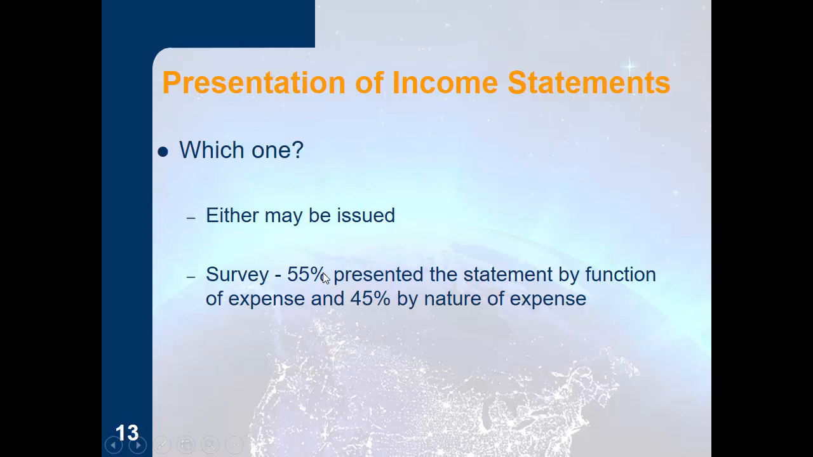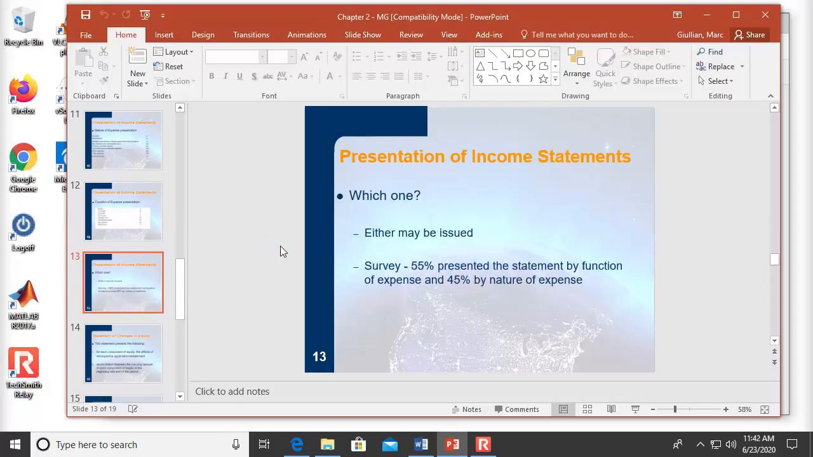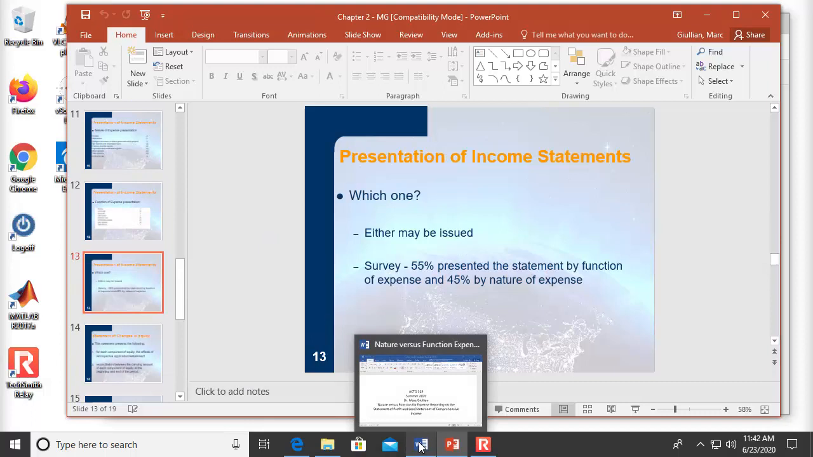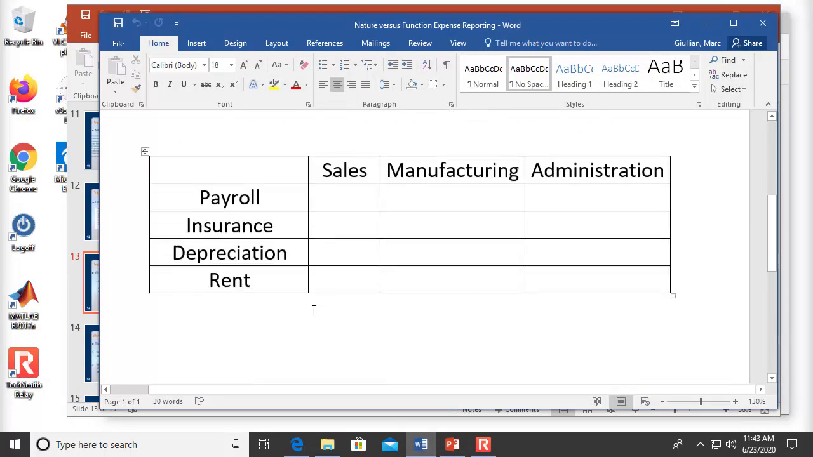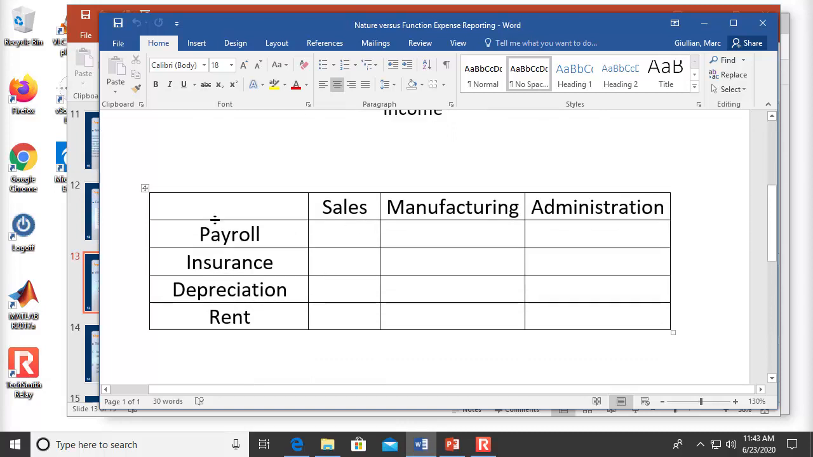A survey that was done showed that 55 percent presented their income statement by function and 45 percent by nature. Sometimes you might even get a mixed presentation of nature versus function with regard to these expenses. So let's look at a little more detail. I'm going to post this handout on D2L. It's a little table that shows the nature of the expense in the columns and the function of the expense across the rows.